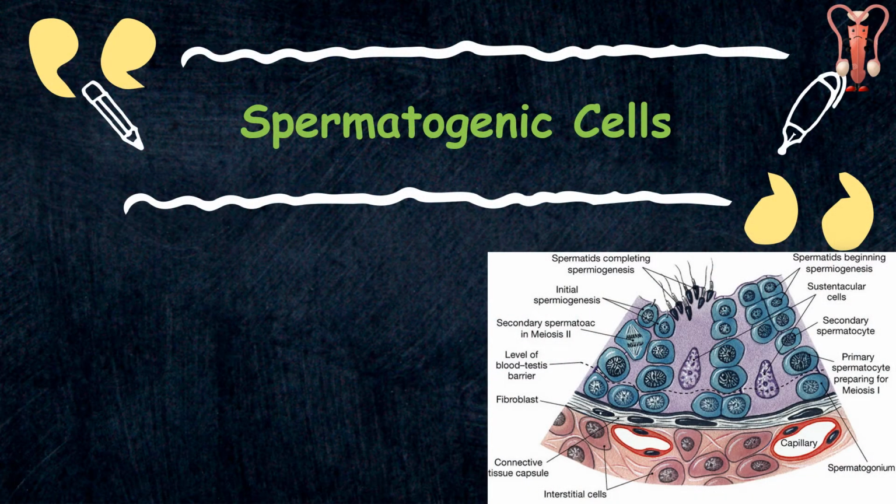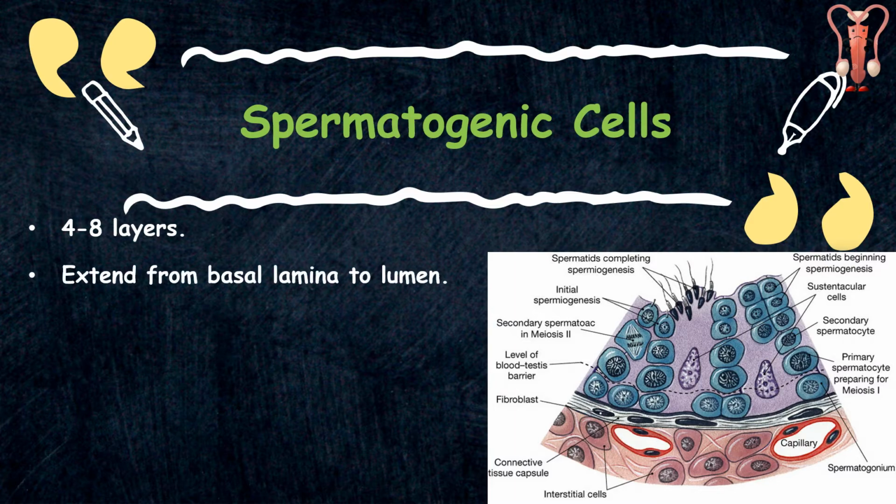Spermatogenic cells lie in between the Sertoli cells or the sustentacular cells. All these cells are spermatogenic cells. This is the Sertoli cell or sustentacular cell. They are arranged in an orderly manner in 4 to 8 layers, which extend from the basal lamina to the lumen of the seminiferous tubules.